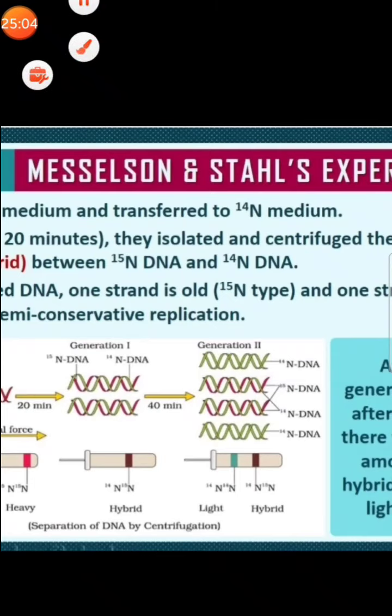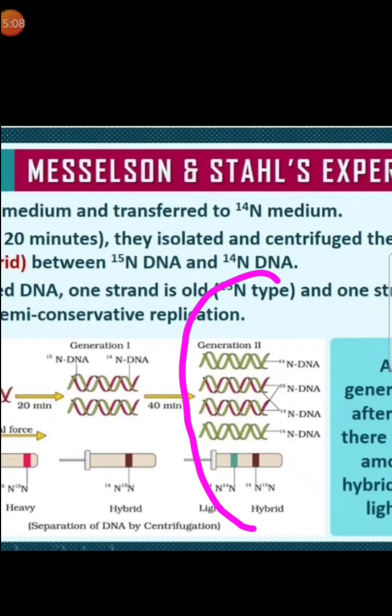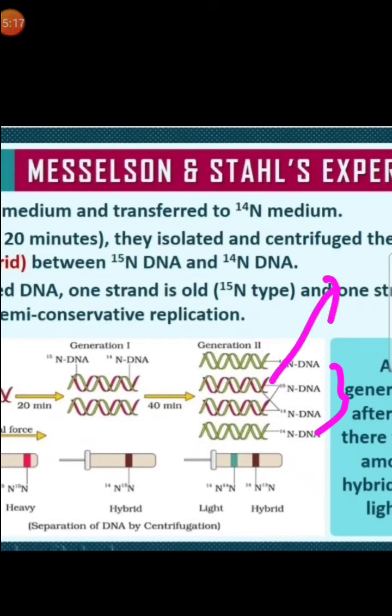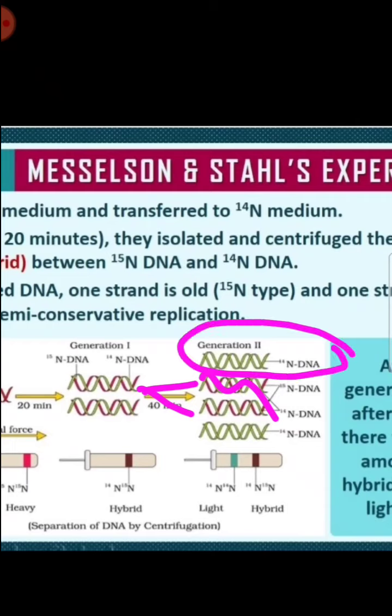So after 40 minutes, in the second generation, there are two strands again which will be intermediate, right? One will have the heavy strand and one will have the lighter strand from the parents. Okay, so two strands will have the heavy strands and one will be newly synthesized. And here the two strands will be lighter strands.